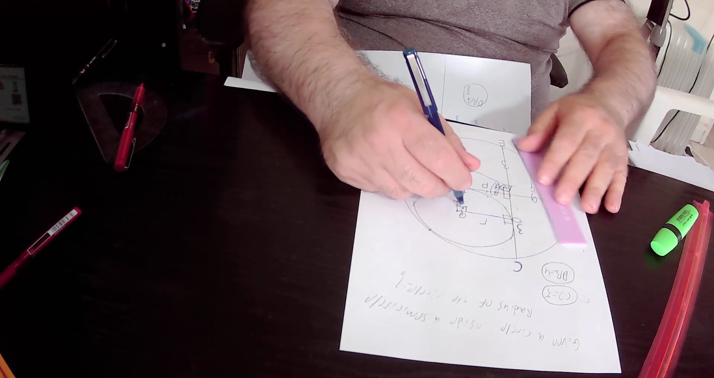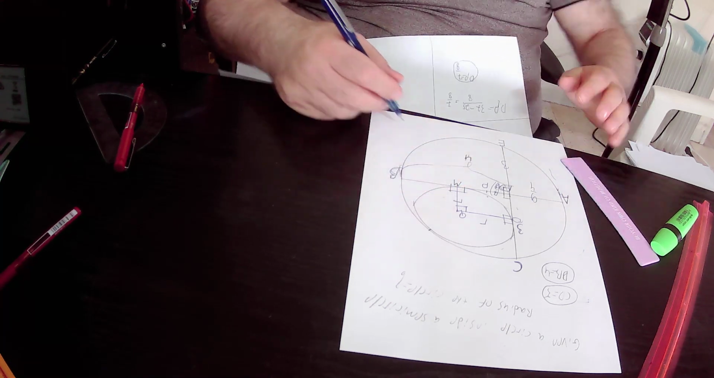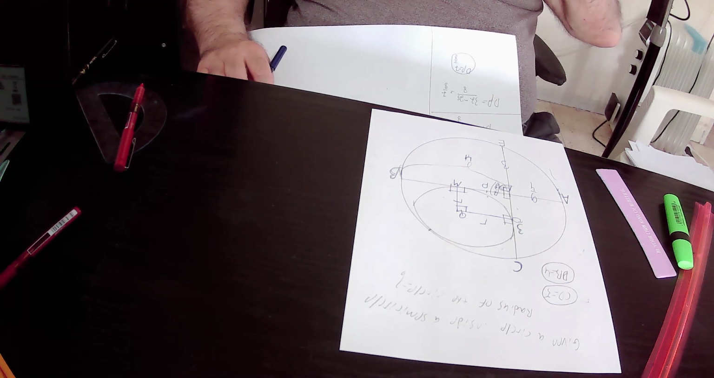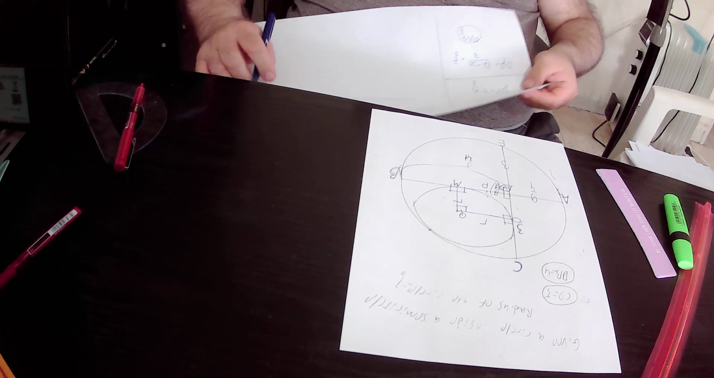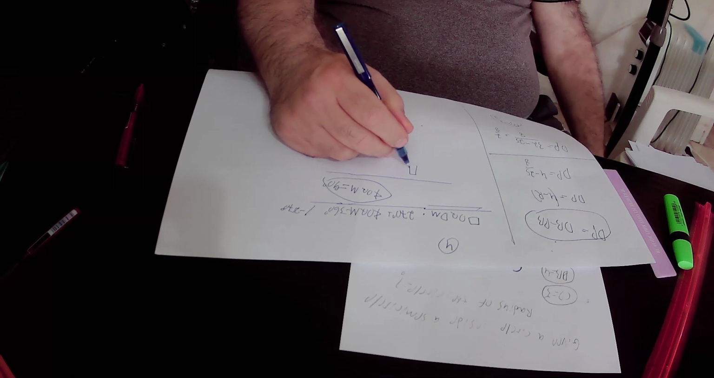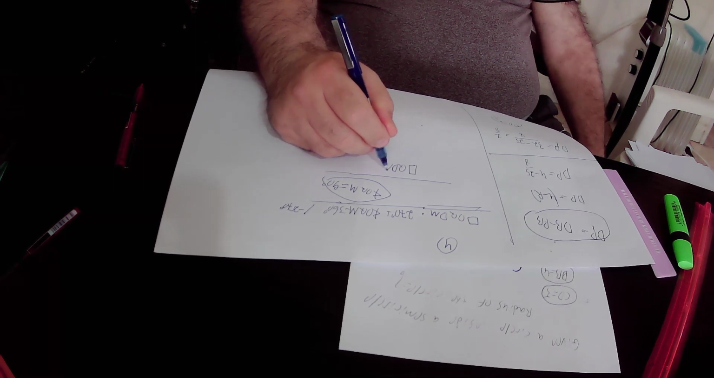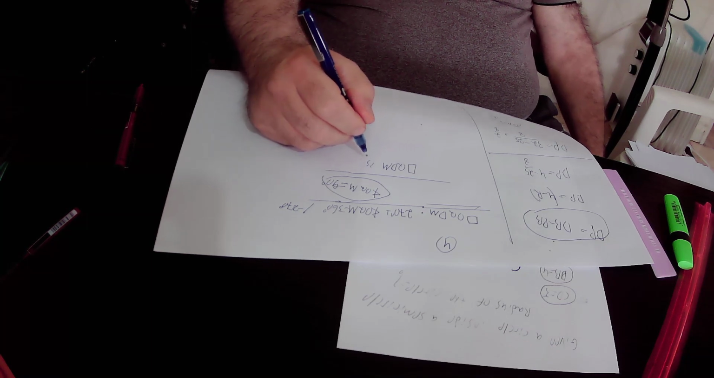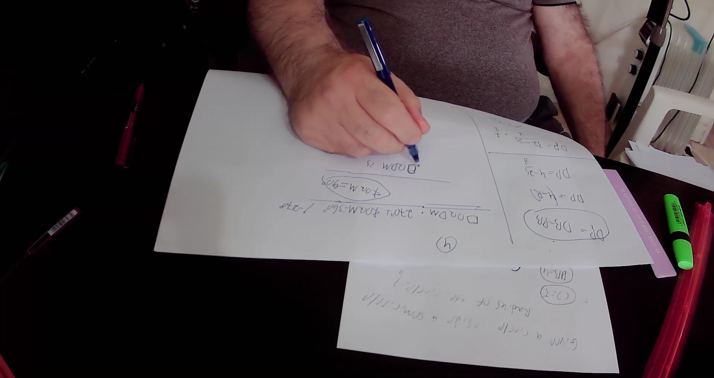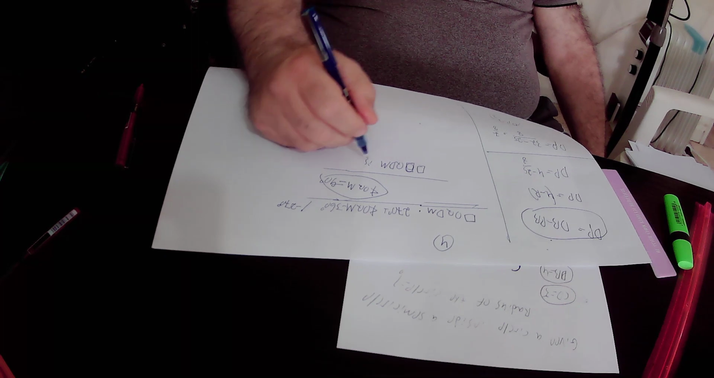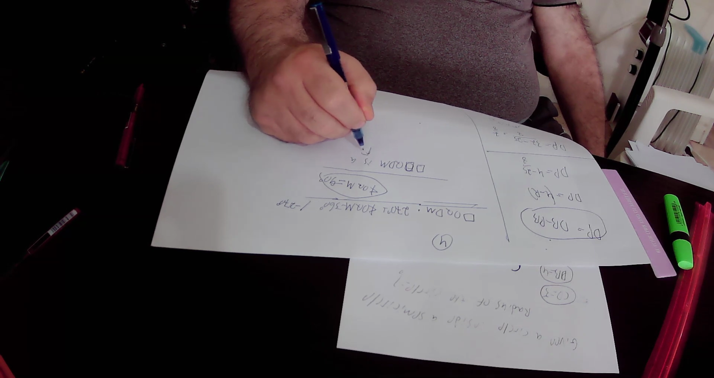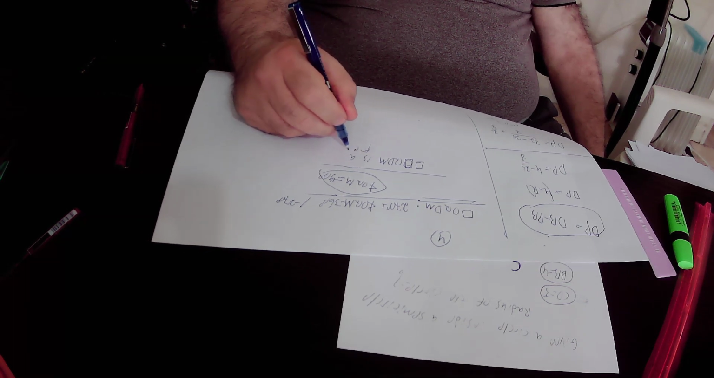Therefore, quadrilateral OQDM has four right angles. And any quadrilateral that has four right angles will be at least a rectangle. So we will relate to quadrilateral OQDM as a rectangle. Quadrilateral OQDM is a rectangle.